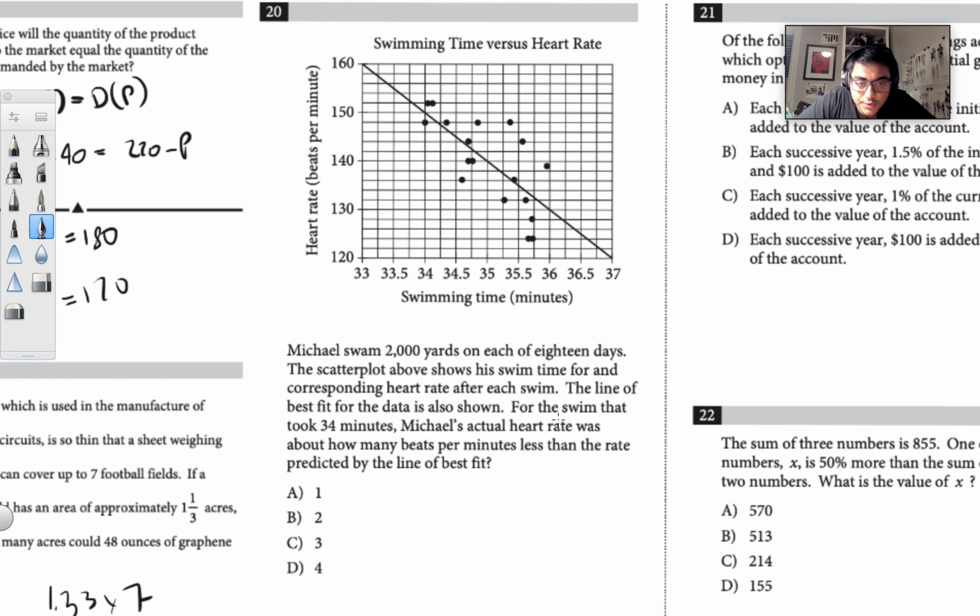Alright, so the swim that took 34 minutes, so we're looking here. How many beats per minute less? His actual heart rate was this point right here. So how many beats less is it than the line? We have to figure out how much this interval is. It looks like it's going up by 2, 4, 6, 8, 10. So his actual heartbeat is at 148, and the best fit is at 150. So the difference is 2.